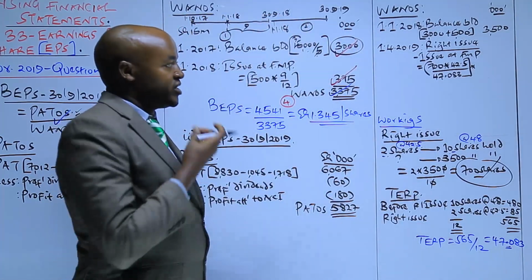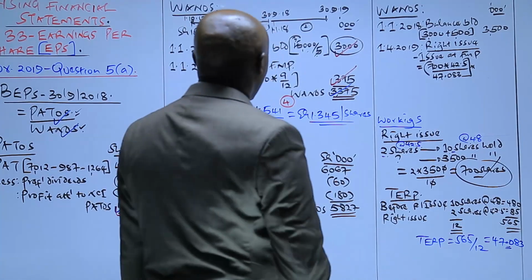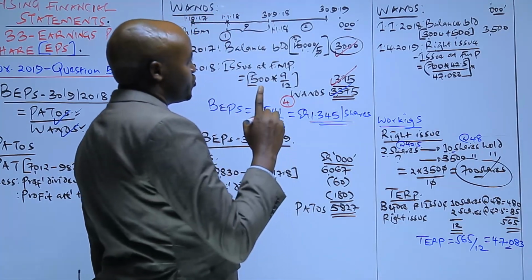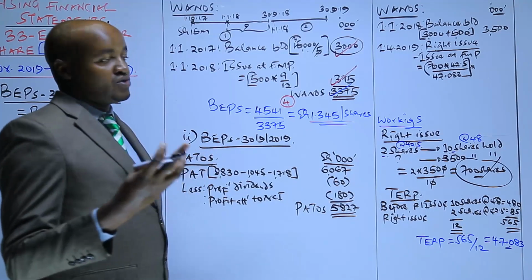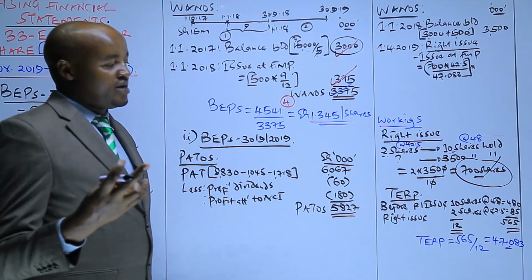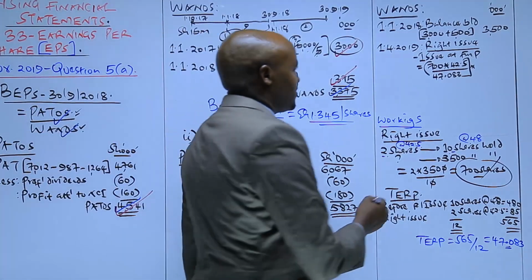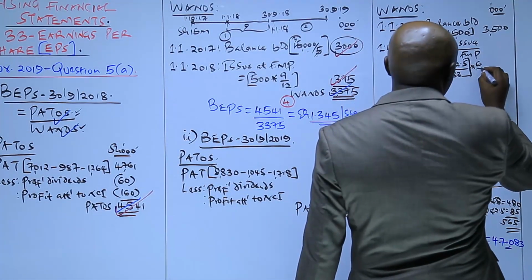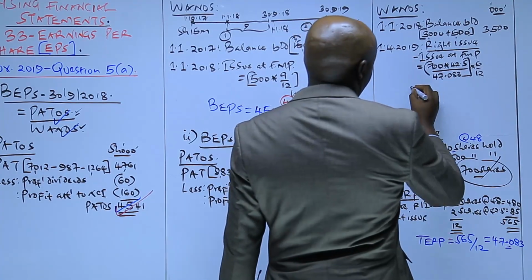Because these shares are issued at full market price, the rule is that they should be weighted on a time basis. They should be multiplied by the proportion of time they were held. These shares were held from April to September. How many months do we have there? Those should be 6: April, May, June, July, August, and September. So we have 6 months out of 12. Make sure your computation there is correct.